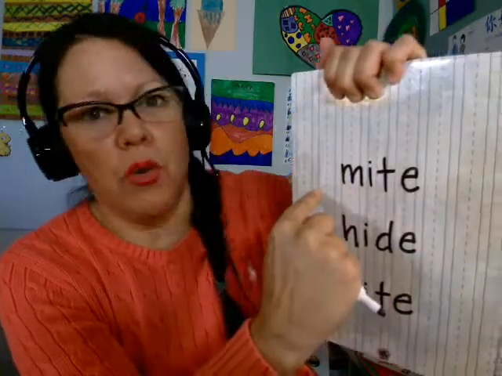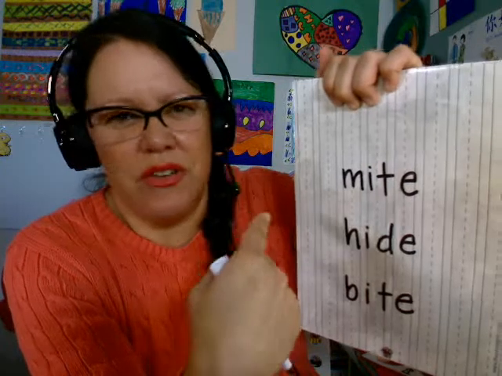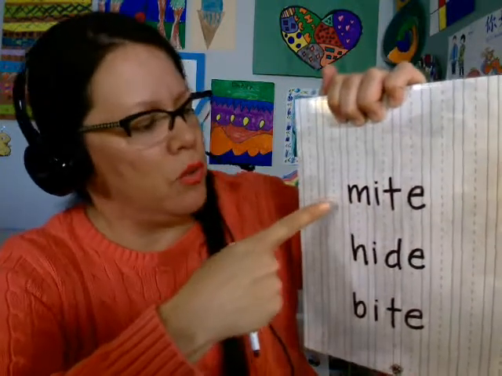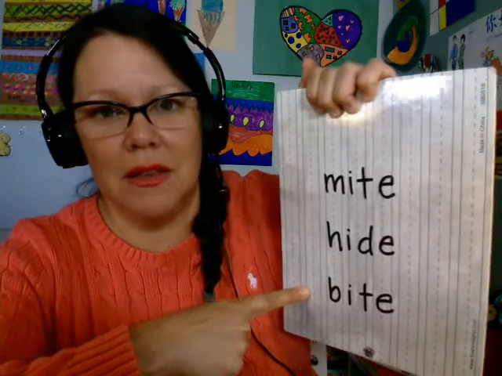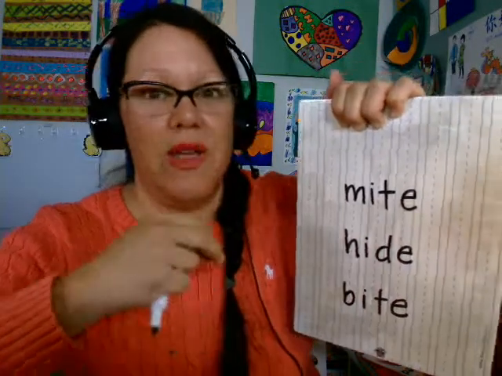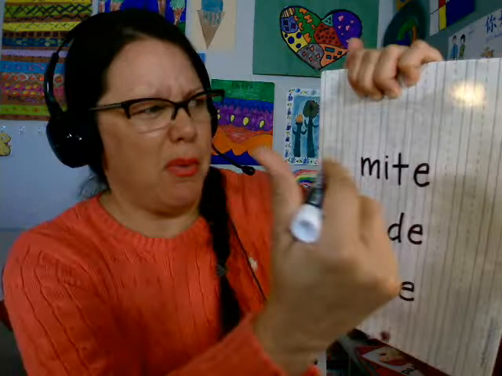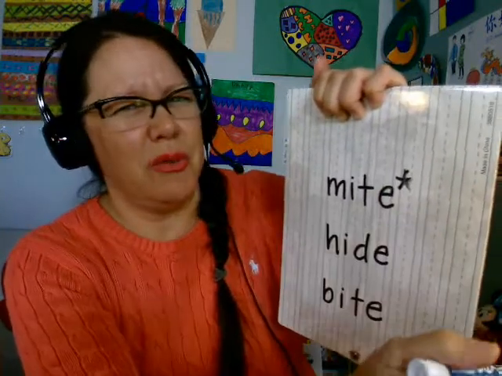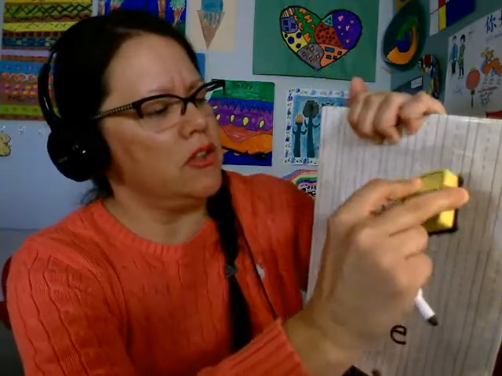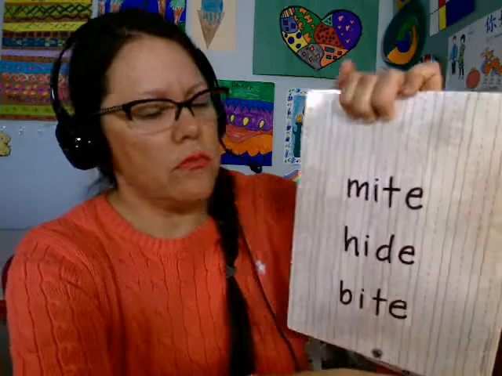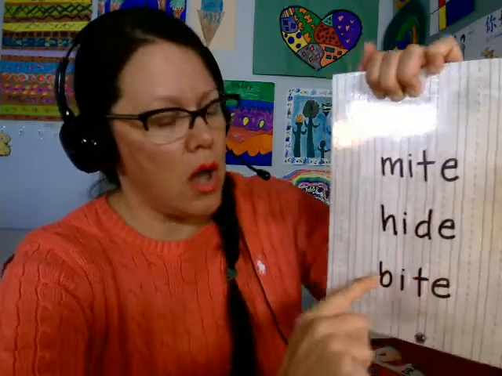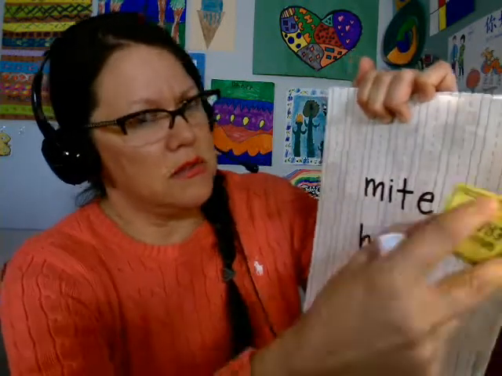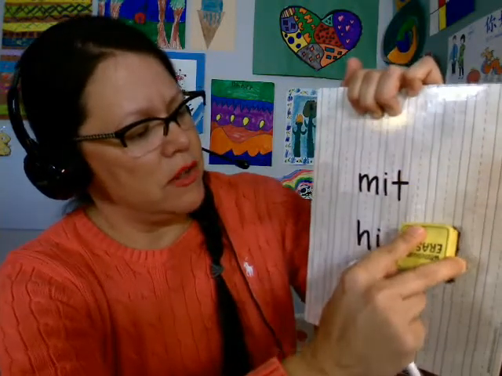So we were working with words. It was a simple sentence, but we had the words might, hide, and bite in the sentence. We had just started to talk about that Bossy E rule, and sometimes that can be a little bit of a challenge. So this is how I handled it. He was really struggling to read these long I words. And so this is what I did. I took the E off.